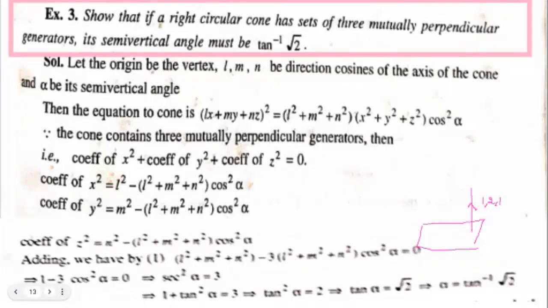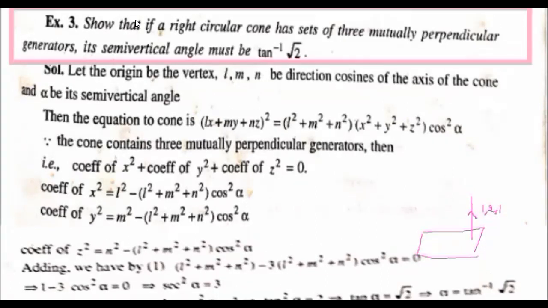Show that if the right circular cone has sets of three mutually perpendicular generators, then its semi-vertical angle must be tan inverse root 2. Let the origin be the vertex, l, m, n be the direction ratios of the axis of the cone, and alpha be its semi-vertical angle.